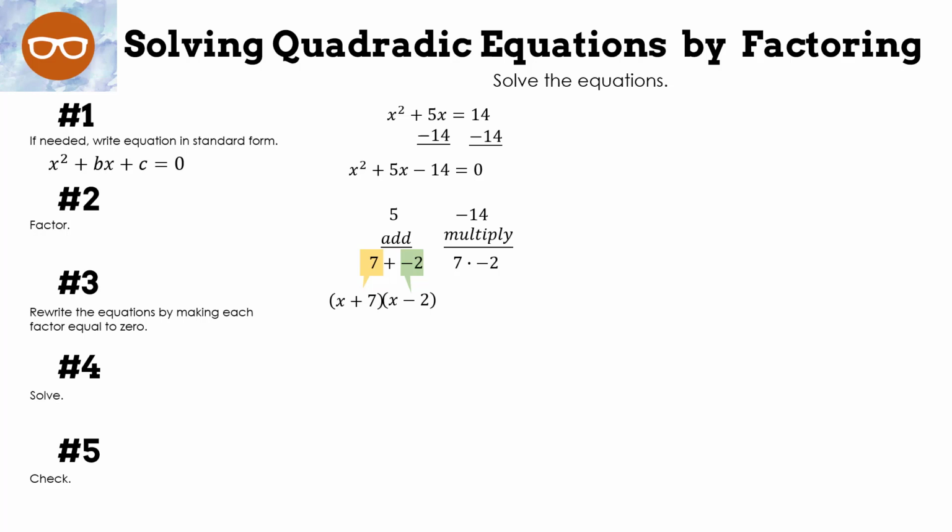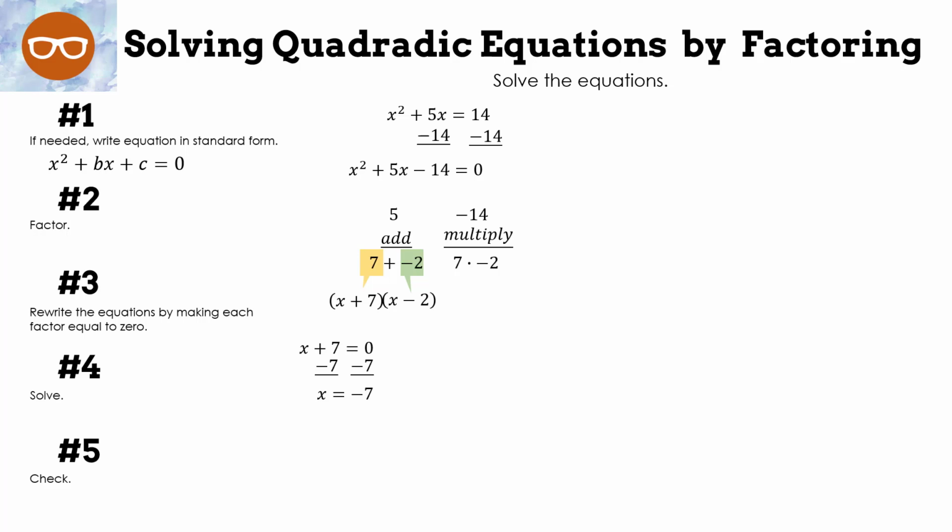And you factored it. In step number 3, we need to rewrite the equations by making each factor equal to 0. And that's pretty easy. So for the first one, we'll just say x plus 7 equals 0, and we need to solve this. We're going to subtract 7 from both sides, and it turns out that x is negative 7. So that's possibly one of our solutions.